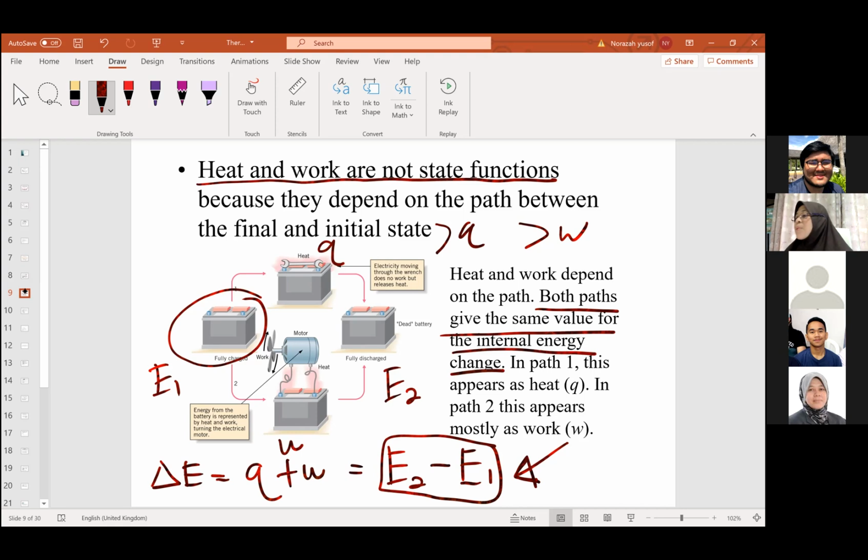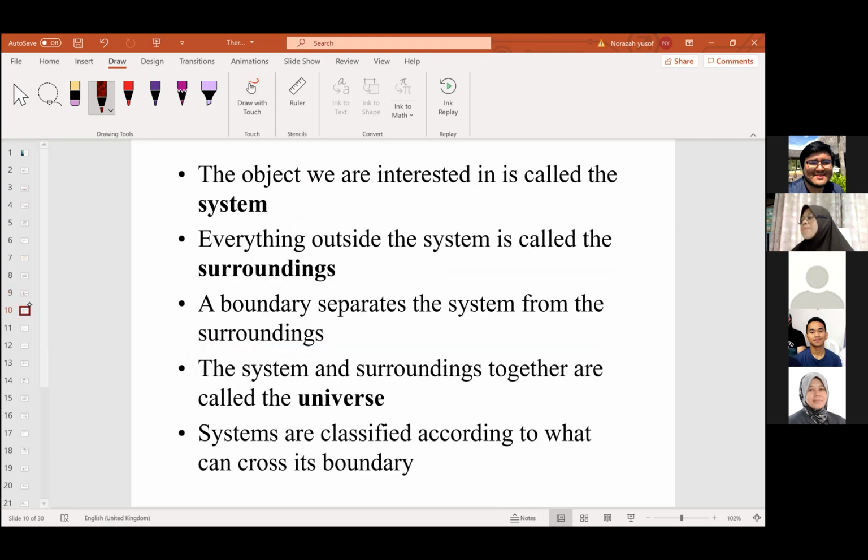But Q and W are not state functions, which means whatever Q and W change will depend on how the process goes. Yeah, Q and W are not state functions. So it is very important to understand first that delta E is equal to Q plus W. That is very important.